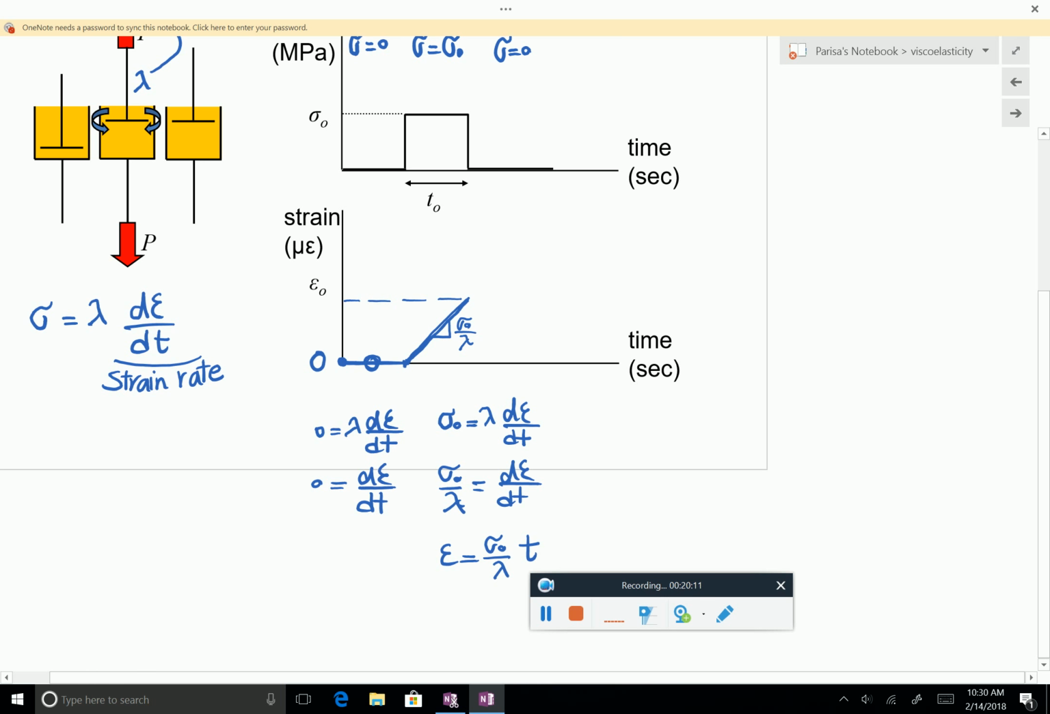So after a duration of t0, where do I get? This is a line. I start from 0, it's the slope. To know where I get here, it would be just sigma 0 over lambda times t0. Okay?